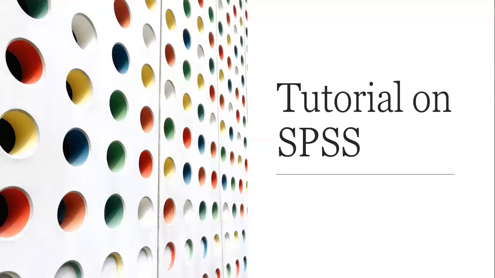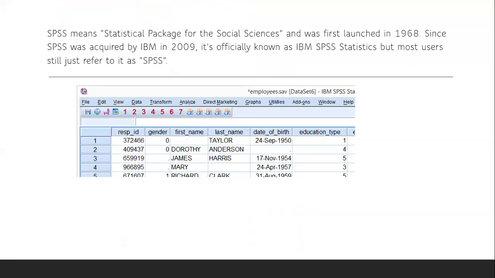Okay, tutorial on SPSS. SPSS is a Statistical Package for Social Science. So that is the meaning of SPSS, right? And it was launched in 1986. Now we call it IBM SPSS Statistics because IBM has acquired this software. After that, we called it IBM SPSS. What most of us are familiar with is just the word SPSS. So here, this is the graphical interface view of SPSS.